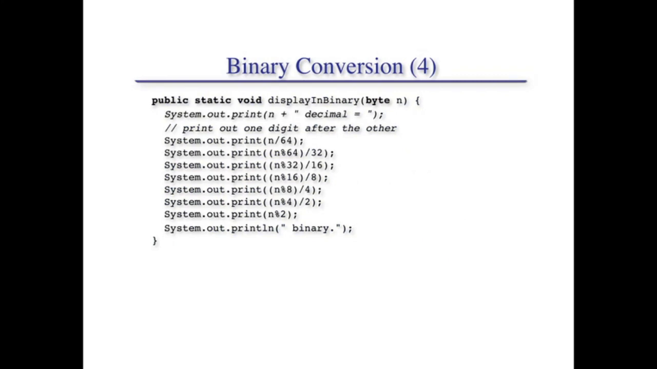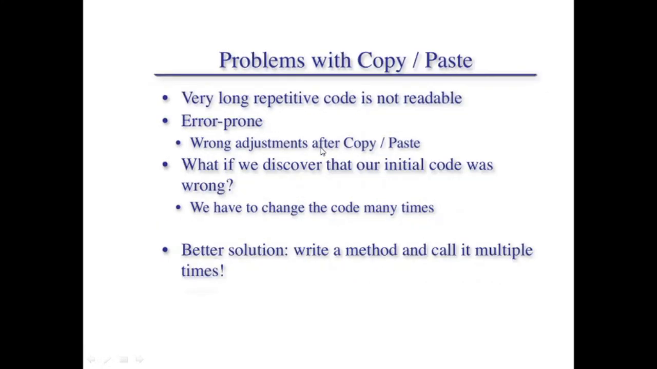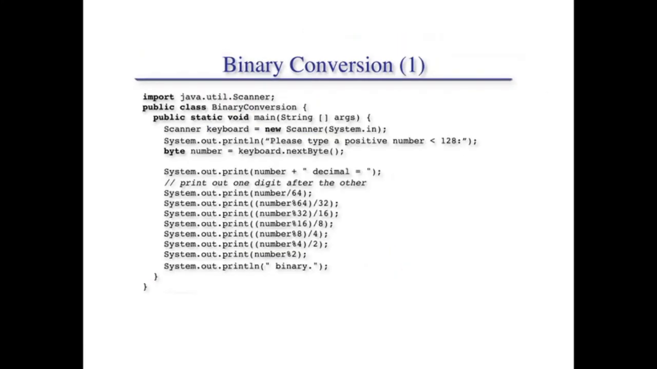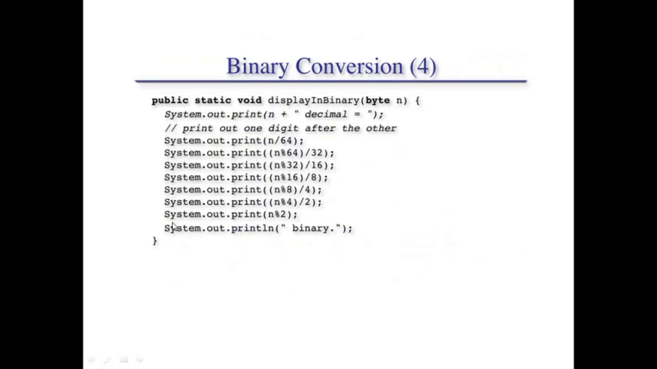So for binary conversion, as you can see, this is already discussed, how it functions. It first divides by 64, then again 32, 16, 8, 4, 2, and then finally it is printed. This function is made. The 6 statements that were hard coded earlier, without the function, what we are doing is wrapping those statements into a function. That's all we are doing. So we have made a function display in binary.